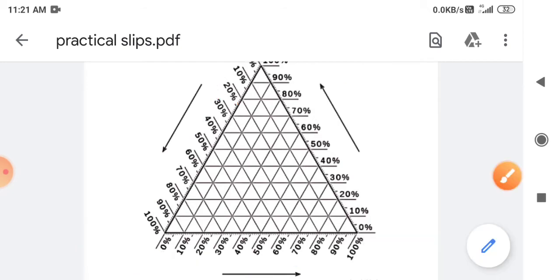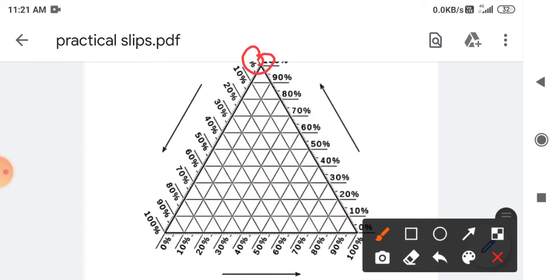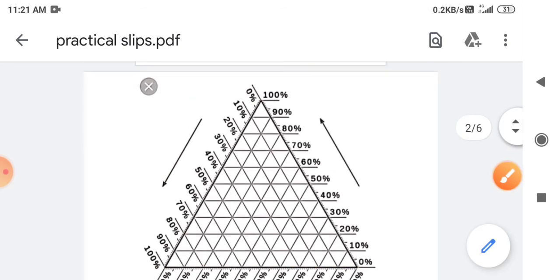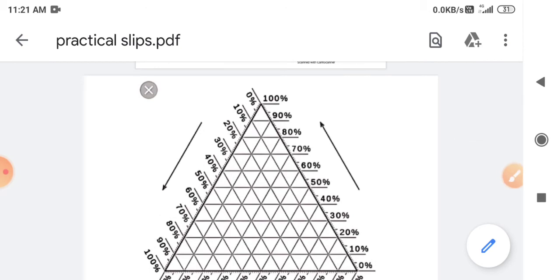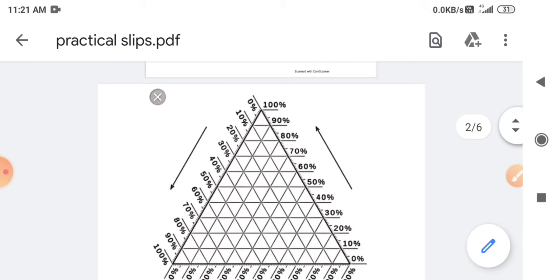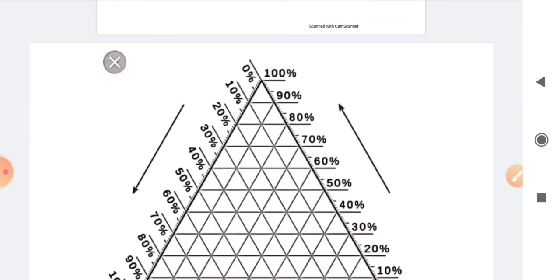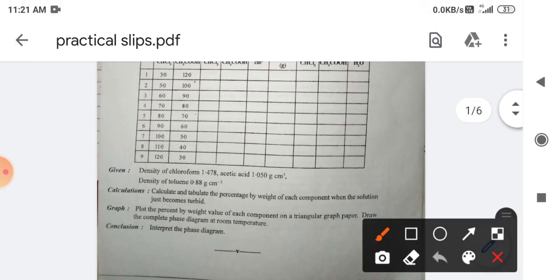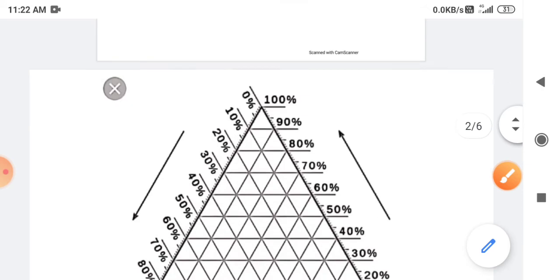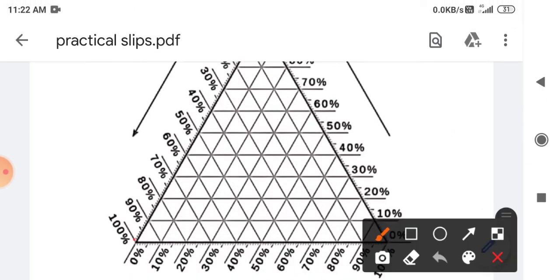So the amount of acetic acid decreases from this corner to that side. Likewise for water, here it is 100% water, and if we move from this to this side we get a decreasing amount of water. Say at this point we have only 20% water, and at the opposite side the amount of water is 0. So likewise we get the percentage of the particular component. We need to plot the various percentages for chloroform, acetic acid and water. For acetic acid we consider this point as the origin, for water we consider this as the origin, and for chloroform we consider this point as the origin.